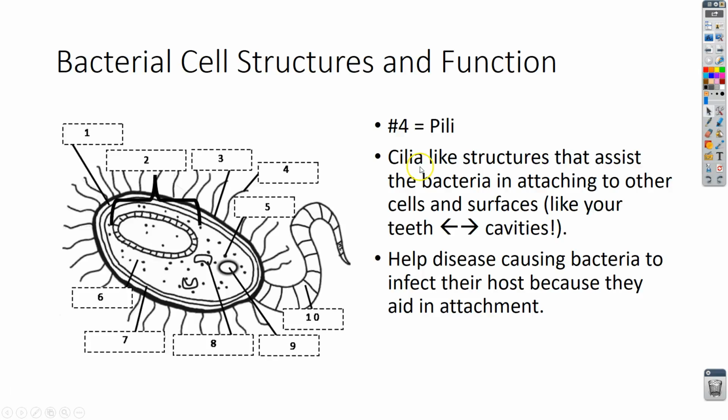It is a cilia-like structure that assists bacteria in attaching to other cells and surfaces. So, for example, when you have bacteria in your mouth, the ones that cause decay and cavities will actually attach to your teeth using these little pili. They help disease-causing bacteria to infect the host because they aid in attachment. So they're just like little arms that reach out and grab different structures in your cells and then infect them.